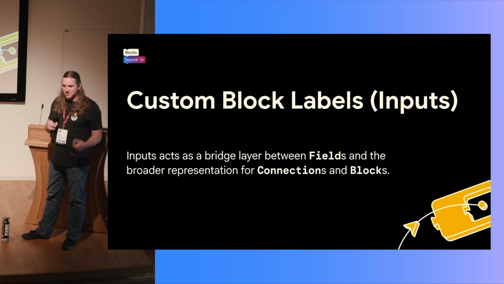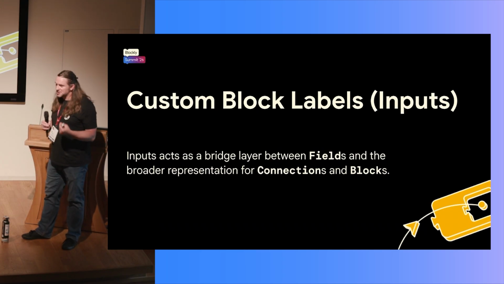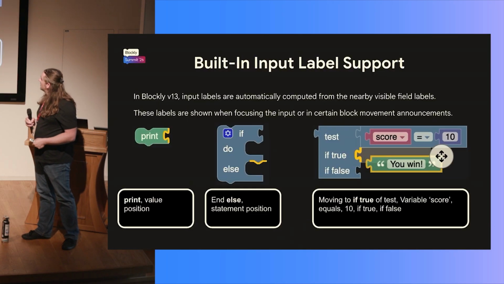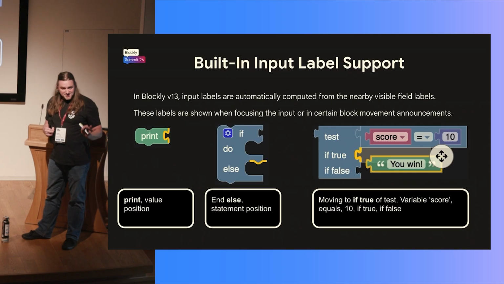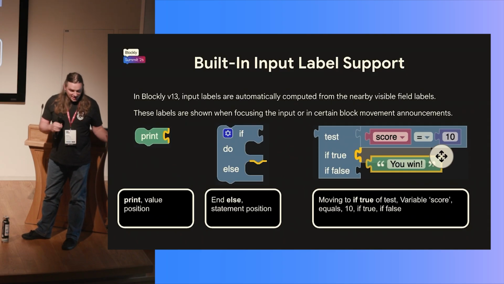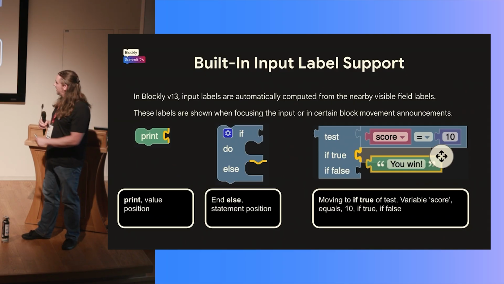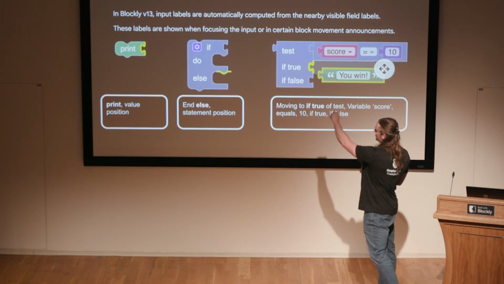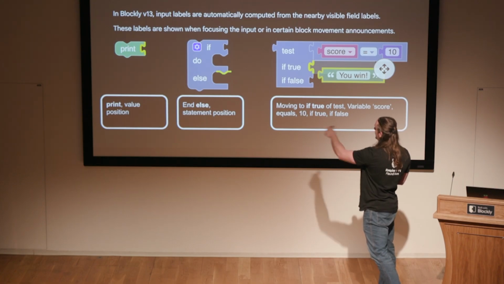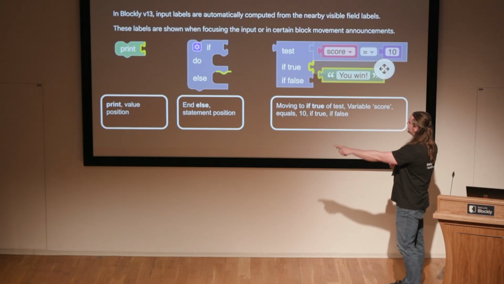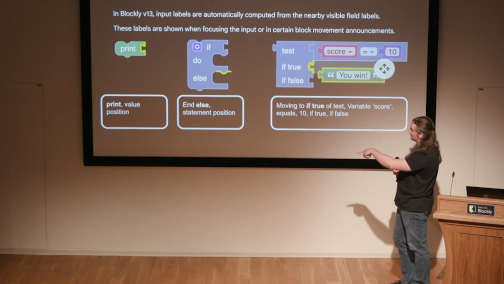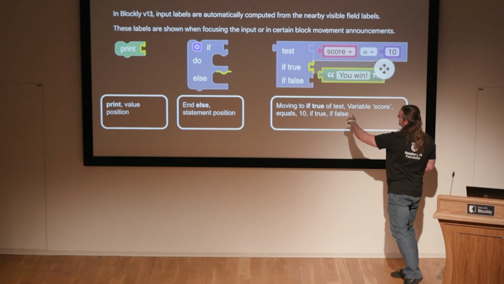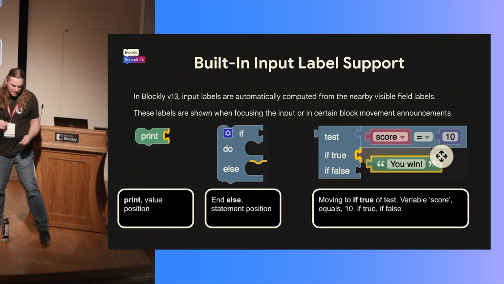The other piece of the block that's really important, kind of acts as that bridge layer between fields and everything else that's going on. Input labels are computed automatically in Blockly v13. And the way it's done is based on the nearby fields that are there. Print, or in the case of the statement input, we're looking at else, which comes right before it. You might see these when you're focusing an input. You might also see them in the context of move mode announcements, where it's like we're moving it to the if true input of this block.